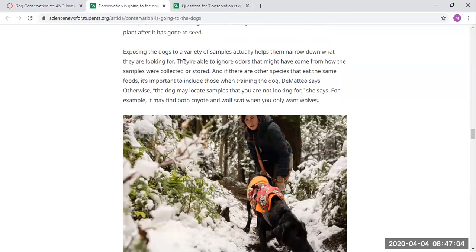They're able to ignore odors that might have come from how the samples were collected or stored, and if there are other species that eat the same foods, it's important to include those when training the dog, De Matteo says. Otherwise, the dog may locate samples that you are not looking for, she says. For example, it may find both coyote and wolf scat when you only want wolves.